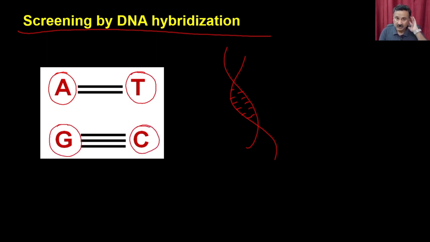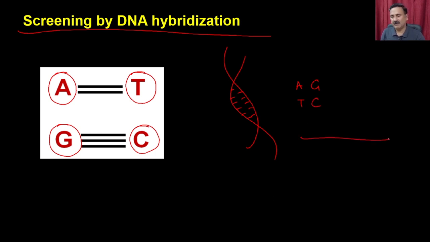Because they are very strict and only make these pairs, you can use that as a sequence. So wherever you have the A, you are going to have the T on the template. Wherever you have the G on the probe, it is going to have the C on the template.